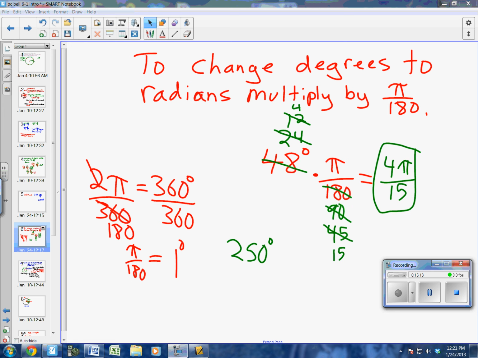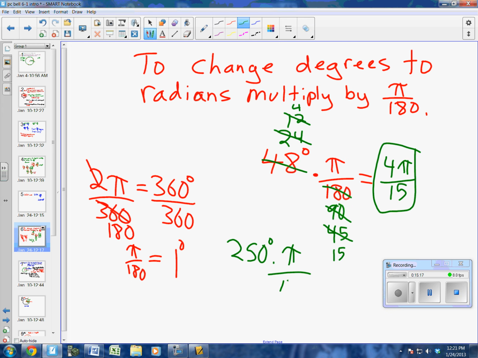Okay, what'd you get? This is by pi over 180. You got what? 25 pi over 18. Yeah, 10 will go into both of those, right? So that's 25, and that would be 18. So 25 pi over 18.